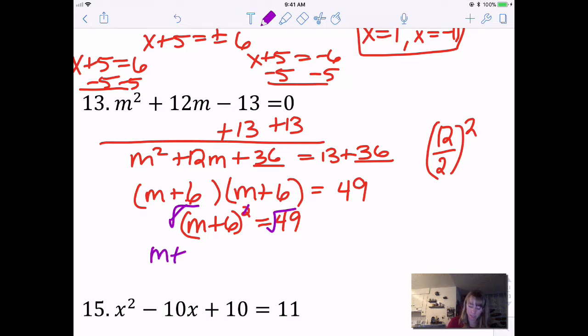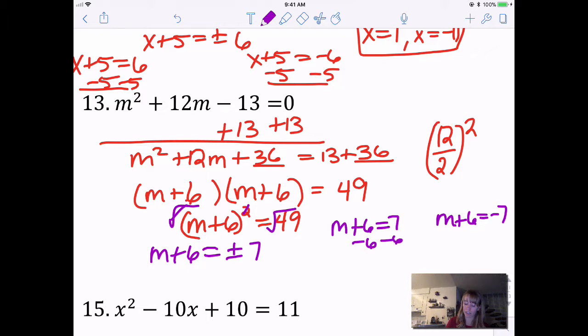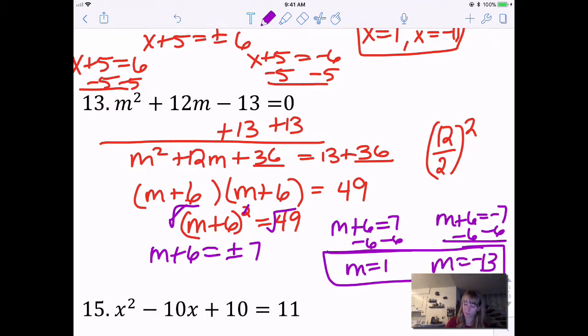I get m plus 6 is equal to positive or negative. We actually know the square root of 49. It's 7. And this is actually why I want you to write two equations, because m plus 6 equals 7 and m plus 6 equals negative 7. We can actually find the two number answers here. So I can say subtract 6: m equals 1, and m equals negative 13.